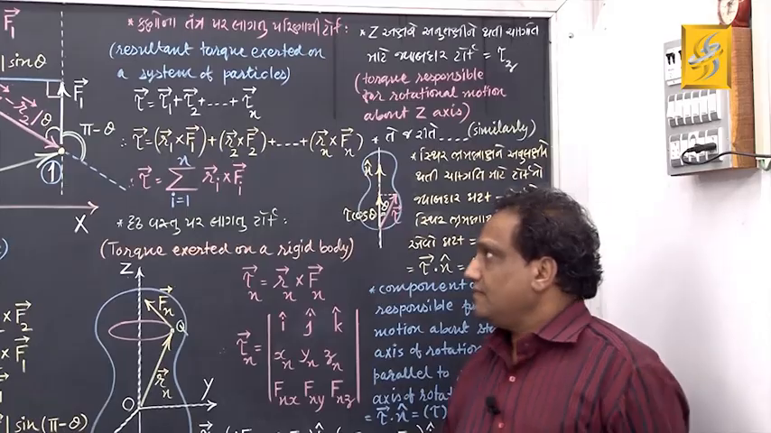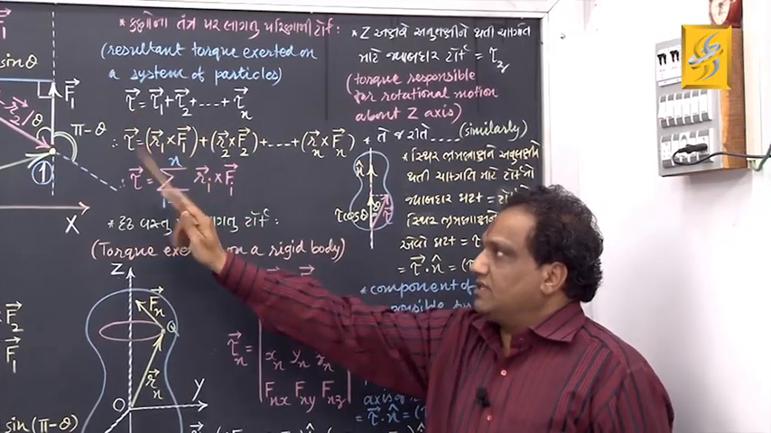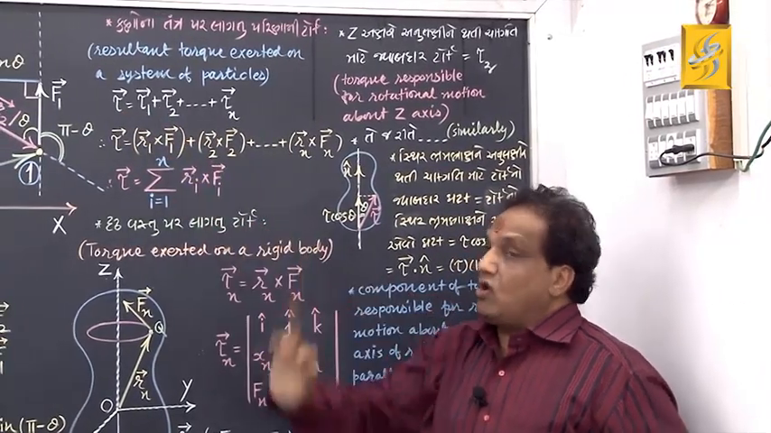Fine. Now this vector tau as it is, what is vector tau1?